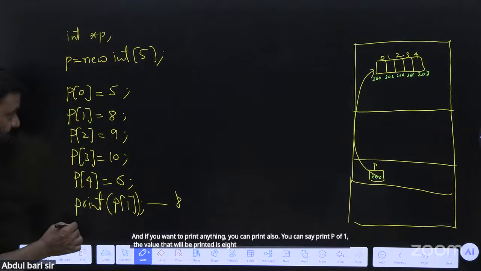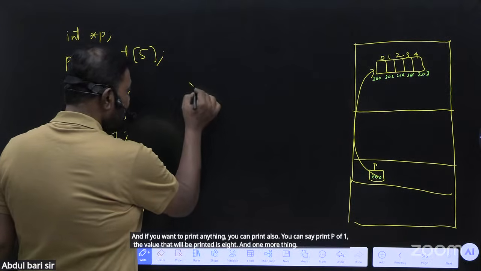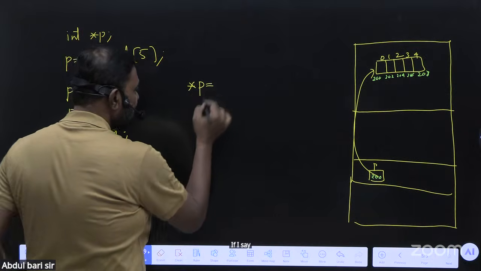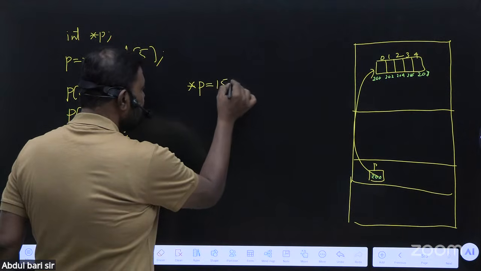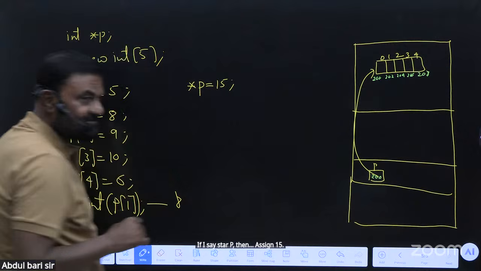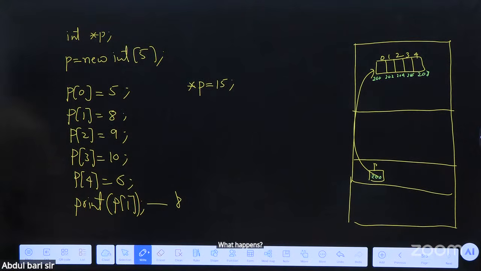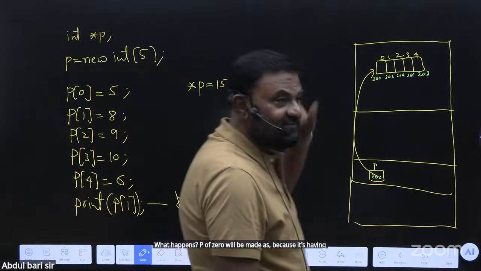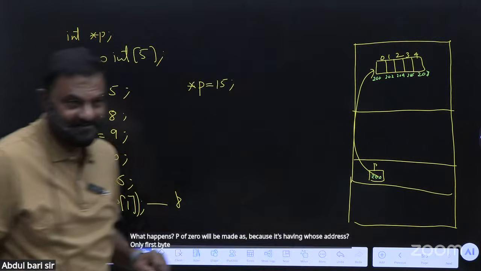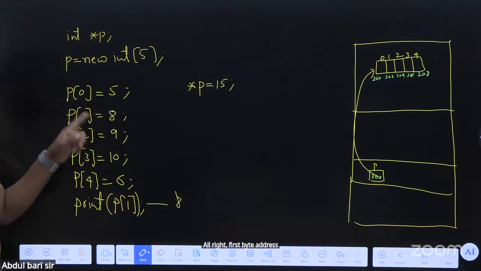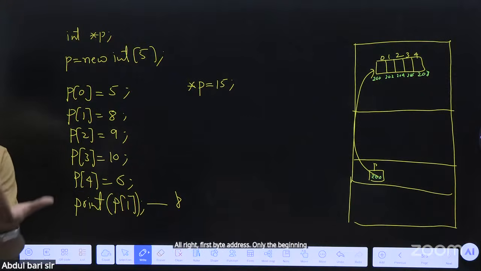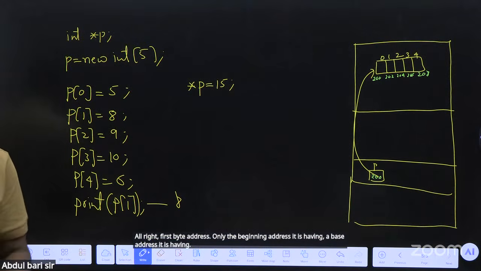And one more thing. If I say star P assign 15, what happens? P of 0 will be made as 15, because star P is having whose address? Only the first byte address. All right? Only the beginning address it's having, a base address it's having.